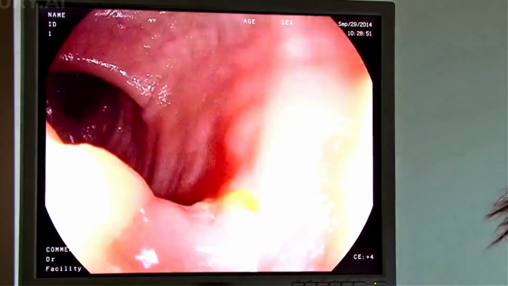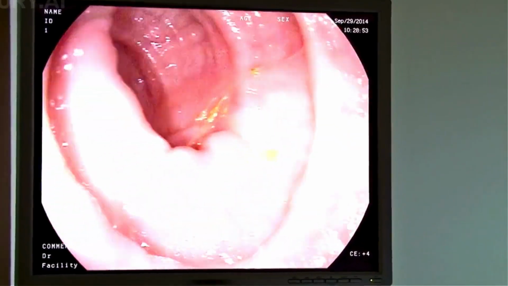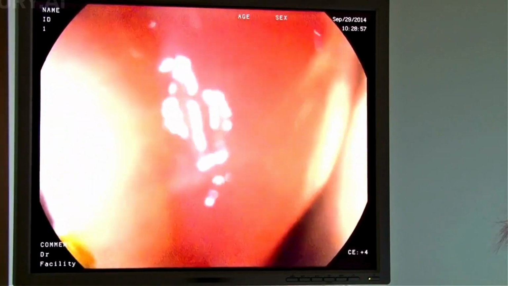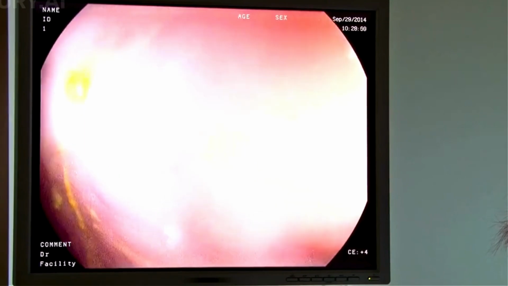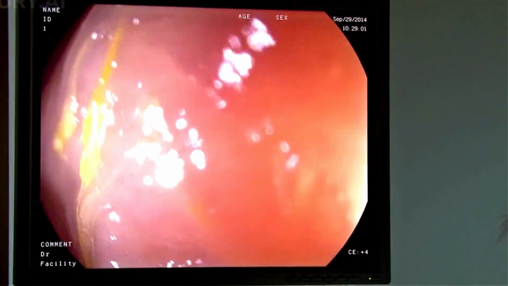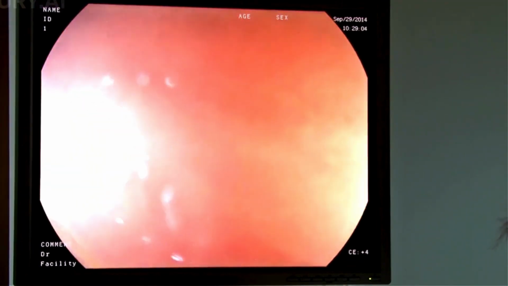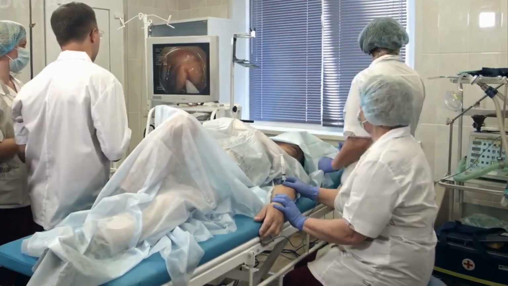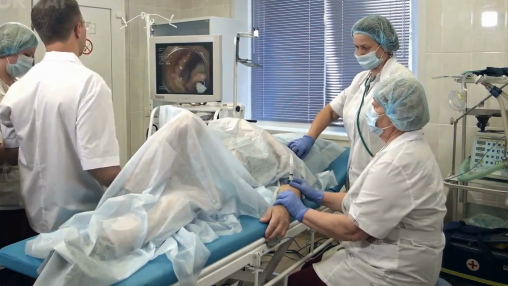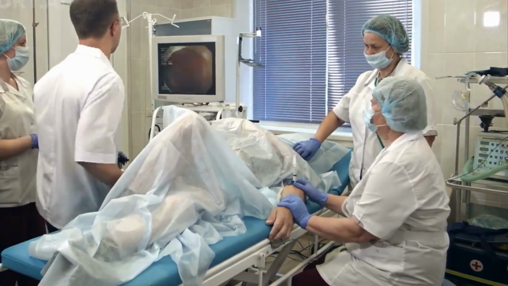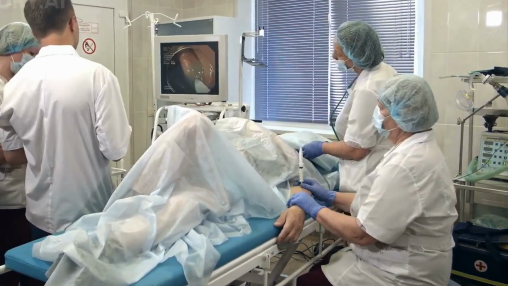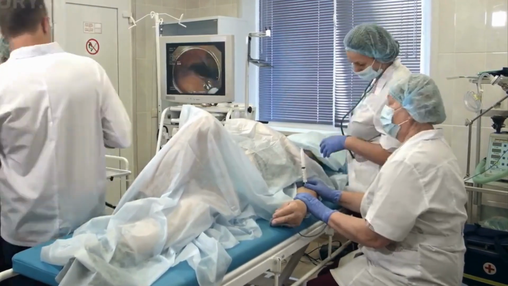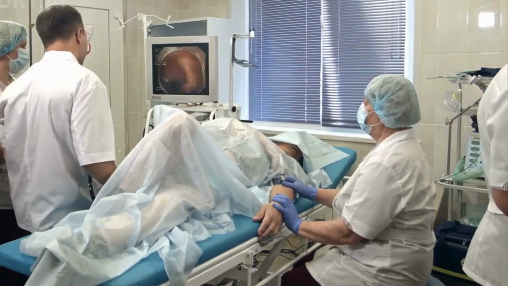tract. 2. Monitoring existing conditions. Patients with chronic conditions, such as Crohn's disease or ulcerative colitis, may undergo periodic endoscopic procedures to monitor disease progression or response to treatment. 3. Biopsy and tissue sampling. Endoscopy allows doctors to take tissue samples from suspicious areas for further examination, often to check for infections, cancers, or inflammatory diseases.